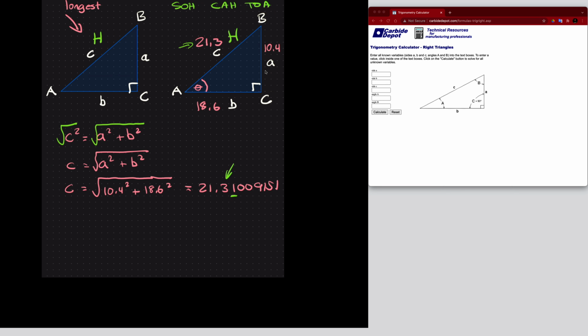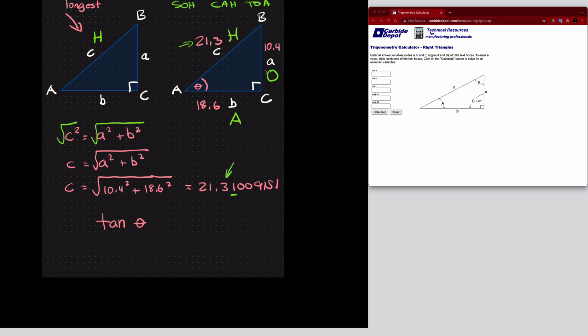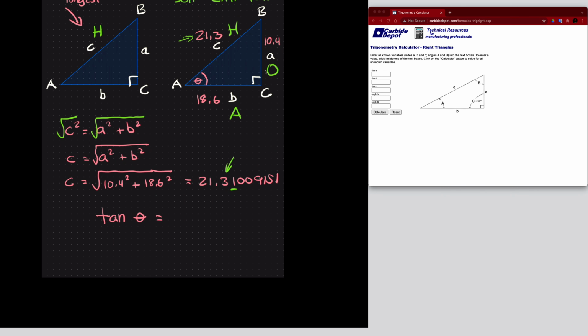Now, which one of these is opposite and which one of these is the adjacent? Well, remember what we said? Opposite is the one with the same letter, the one that's directly across. That is the opposite. So this becomes my O, and this becomes my A. So now I just need to go back to this formula, which is tan of the unknown angle, remember we wrote that up here, equals opposite over adjacent.